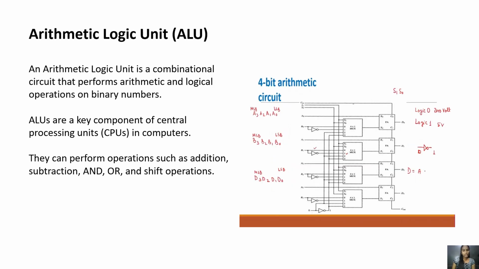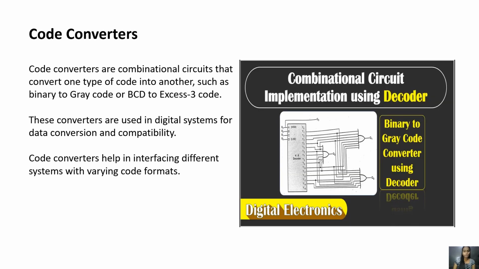Arithmetic logic unit, which is also known as ALU. An arithmetic logic unit is a combinational circuit that performs arithmetic and logical operations on binary numbers. ALUs are a key component of central processing units, which is CPUs, in computers. They can perform operations such as addition, subtraction, AND, OR, and shift operations.